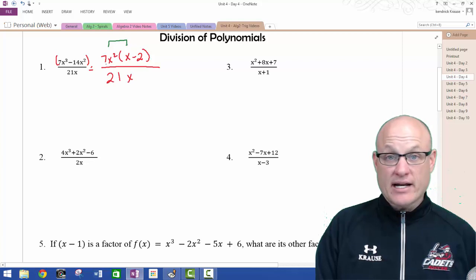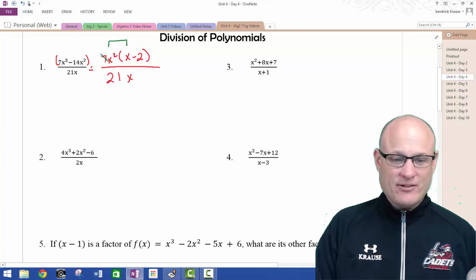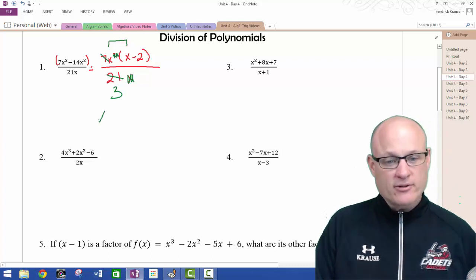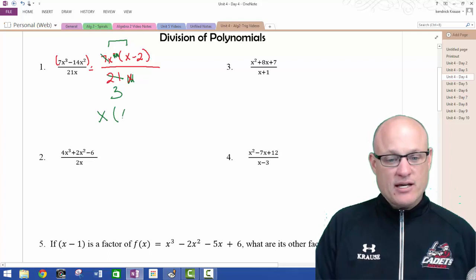Now I can start dividing out the common factors. 7 goes into 21 3 times. This 1x cancels with one of those. My final answer is x times x minus 2 all over 3.